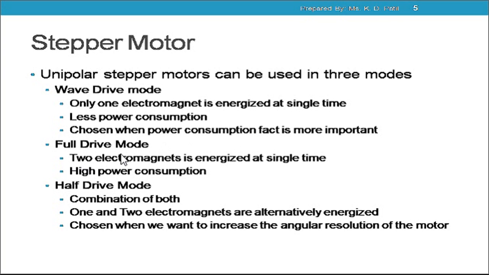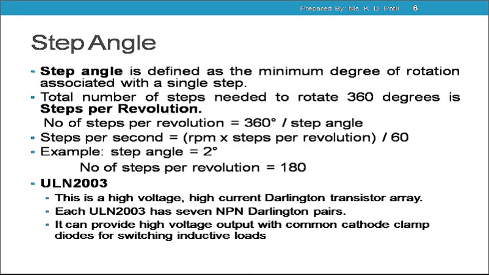The second mode is full drive mode. The two magnets are supplied with the current at a single time, and it has a high power consumption. Then the third one is half drive mode. It is a combination of both. One and two electromagnets are alternately supplied with the current, and it is chosen when we want to increase the angular resolution of the motor.